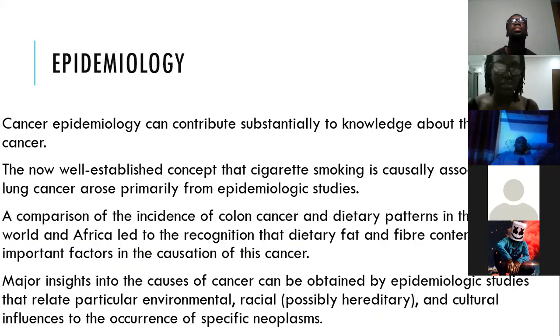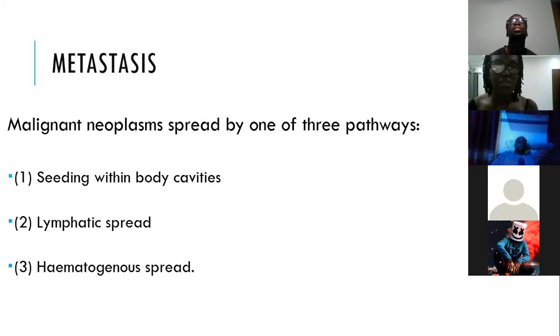Okay, so let me explain it. Seeding within the body cavity means that if you have the cancer in the liver, it spreads to the peritoneum. So you see that the peritoneum is a body cavity where the cancer is. And so the tumor deposits will spread to the peritoneum, and then from the peritoneum, it will move to the other organs in the abdomen. So that is seeding within the body cavity.